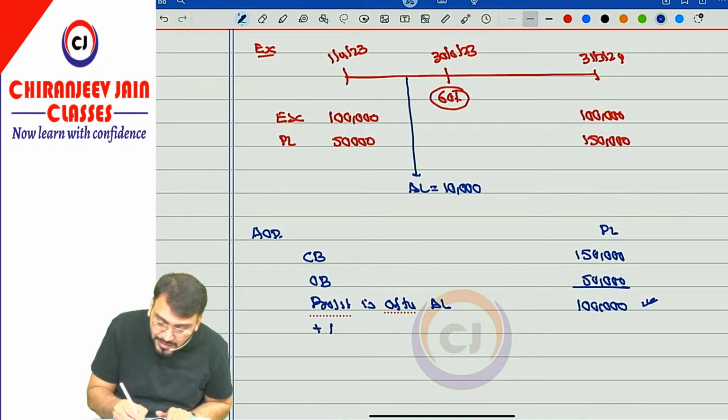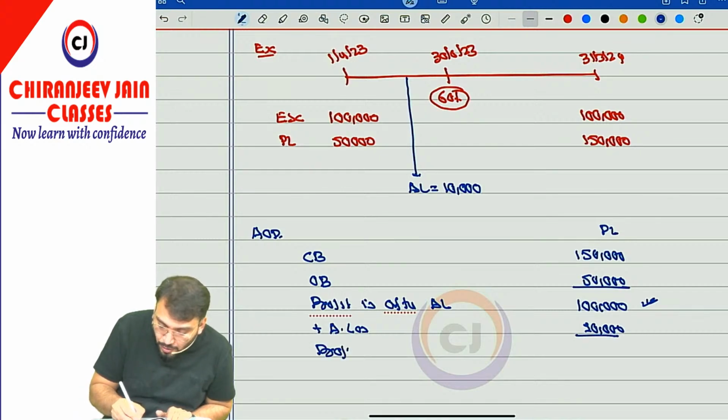First we'll do plus abnormal loss. So abnormal loss is how much? 10,000 will be added. So we'll get profit before what? We'll get profit before abnormal loss. That is how much? 1,10,000.